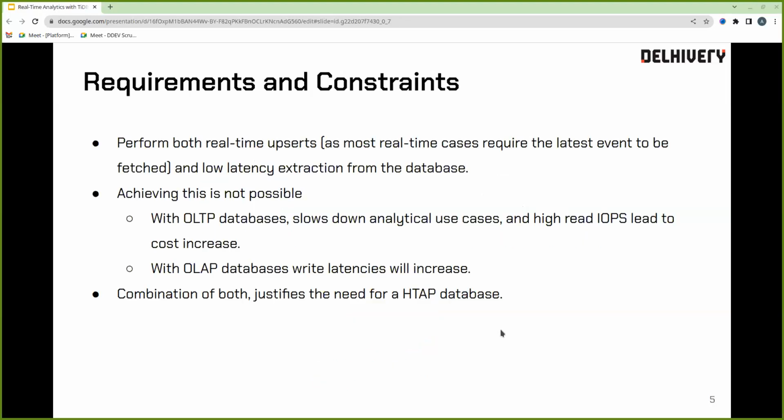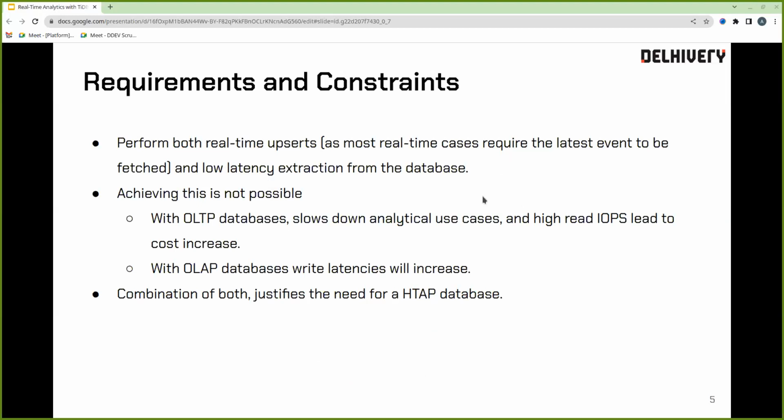Now, with that, there are some requirements and constraints. The requirement is to perform real-time transactions effectively, as many real-time scenarios necessitate fetching the latest events, while also enabling low latency extraction from the database. However, achieving this goal encounters certain limitations.